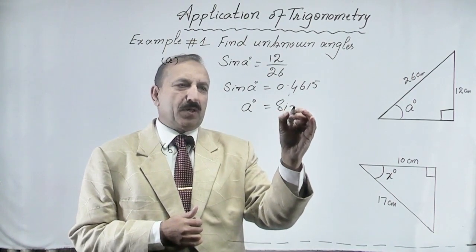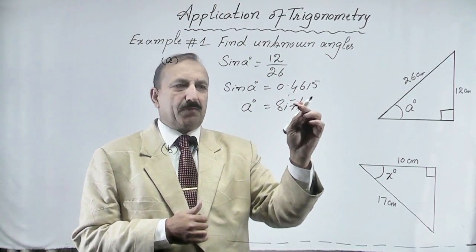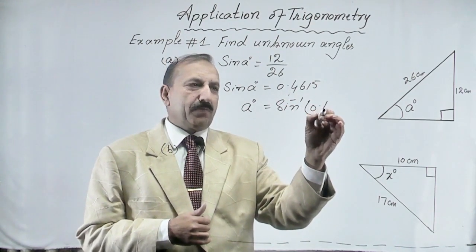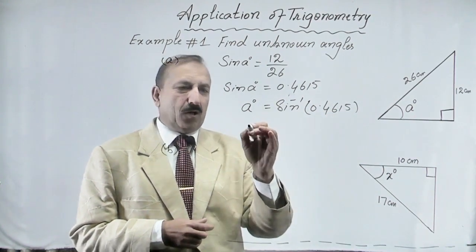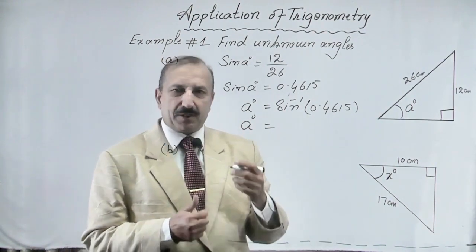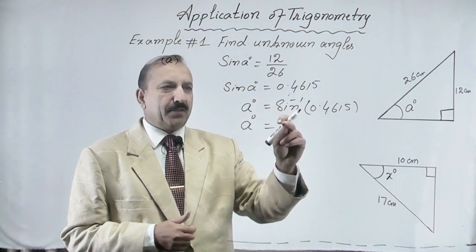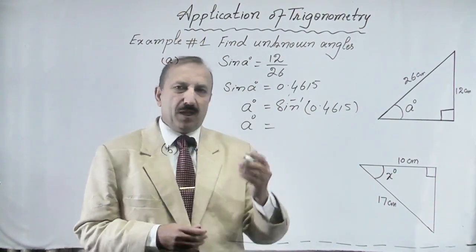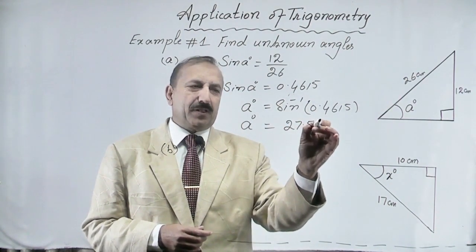we shift this trigonometric ratio to the other side, the right side. It will be sine inverse of this value, 0.4615, my dear. Now on your calculator, press the shift key first, then sine. You will see on the screen sine inverse, then write 0.4615, and when you enter it, you will get a 27.5 degree angle.